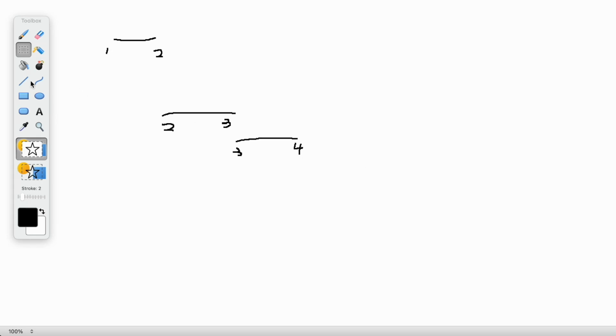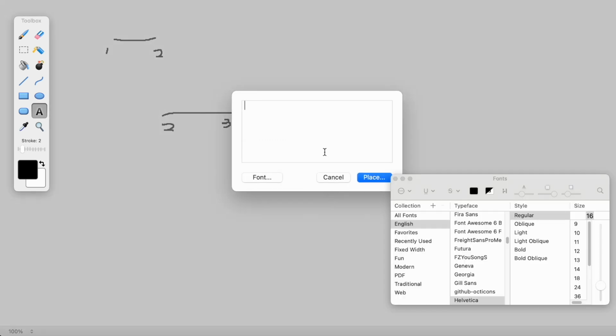So, in conclusion, the process of solving the problem is, first, sort the intervals by their ends, and second, compare each pair of adjacent intervals. And if they're overlapping, only keep the one with the smaller end. That is how you should solve the problem.